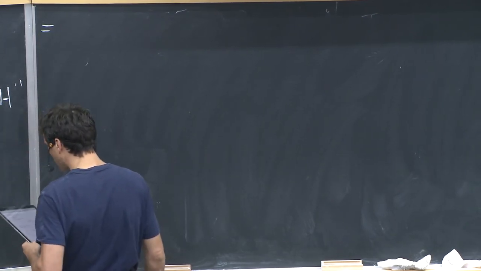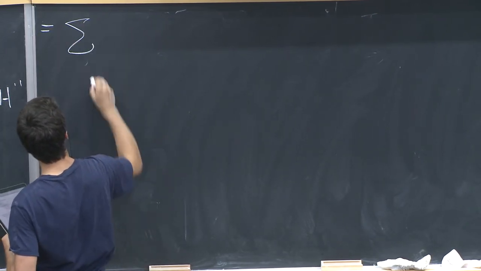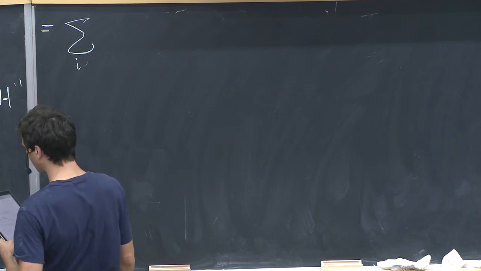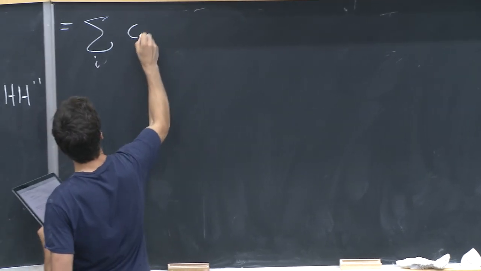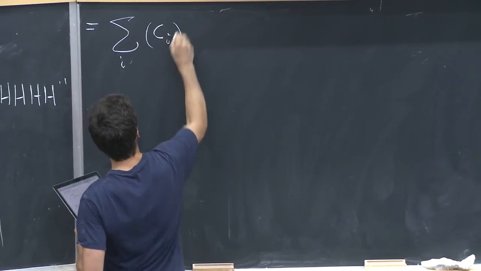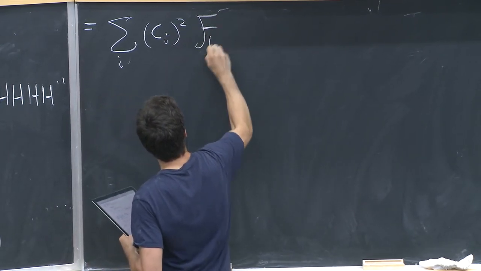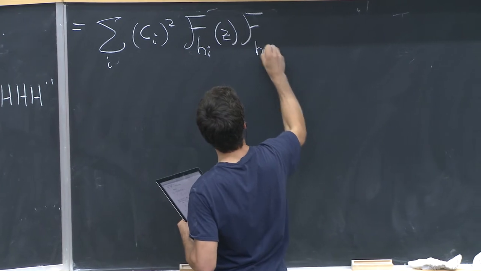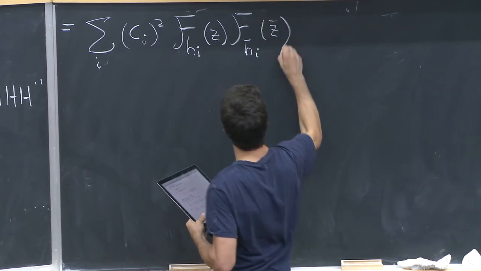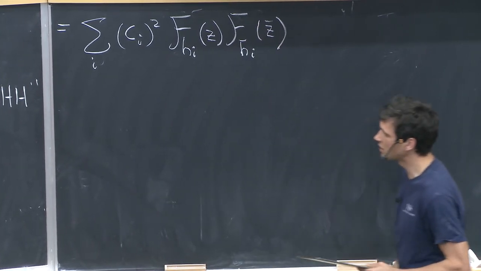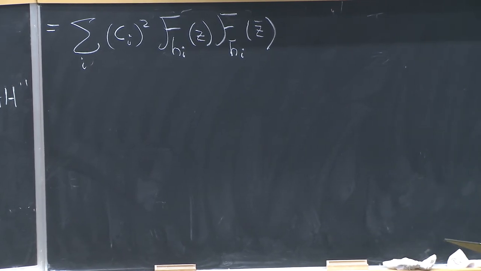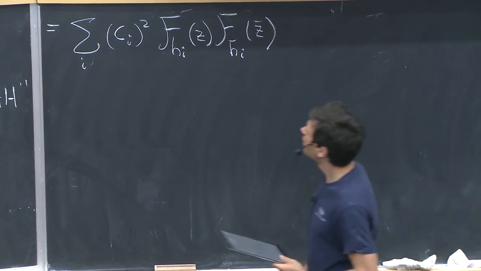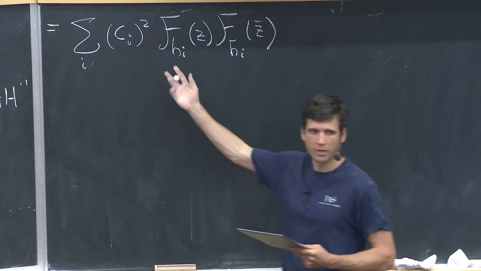By the usual conformal block decomposition, so just writing down the conformal block decomposition, this is a sum over primaries, c_i squared, F_hi of z, F_hi bar of z bar. I'm suppressing the dependence on the dimension of O, but it's in there implicitly. So where do we go from here?